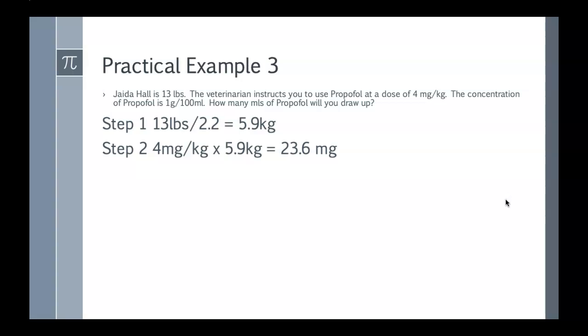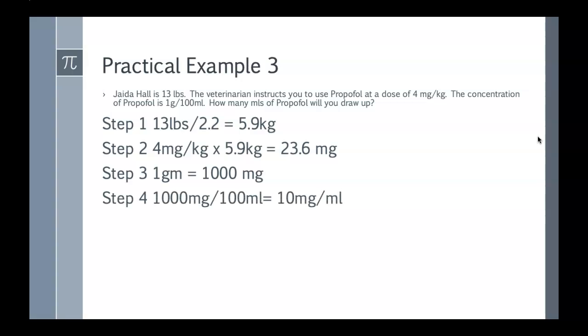Step 2, we have to figure out our dose. So our dose is 4 milligrams per kilogram, and our kilograms is 5.9. So we're going to multiply 4 by 5.9, and that gives us 23.6. And of course, we can cancel out the kilograms. So we know that we need to administer 23.6 milligrams. Next step, the vet has told us that it's a 1 gram per 100 ml solution. We know that 1 gram equals 1,000 milligrams.